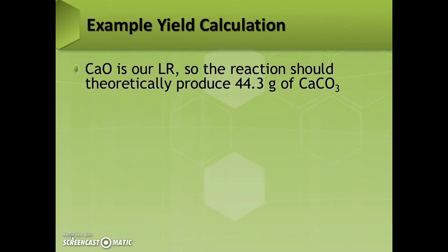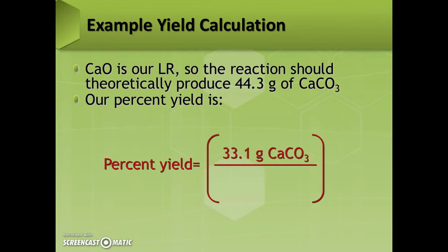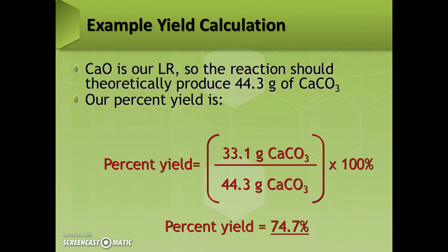Okay, an example calculation. Let's take this example from previously. Calcium oxide is the limiting reagent, and so the reaction in our case previously would produce 44.3 grams of calcium carbonate. We can calculate the percent yield if we got 33.1 grams of calcium carbonate, and we were supposed to get 44.3 grams. We multiply by 100%, and we get our percent yield of 74.7%. It's a pretty straightforward calculation.